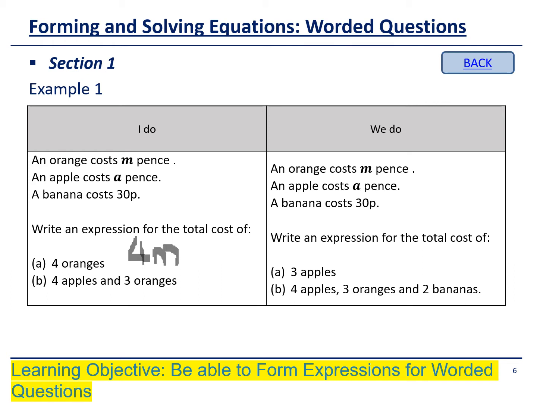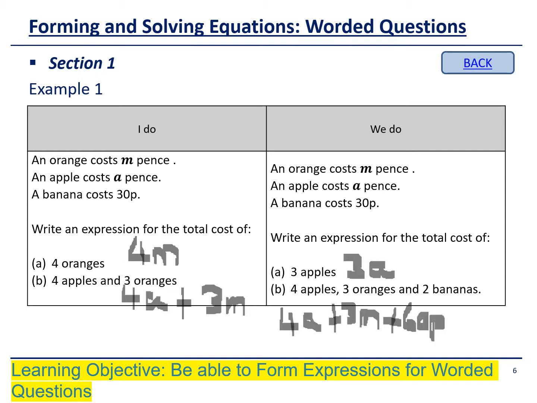And then write an expression for the total cost of 4 apples and 3 oranges. Okay, so apples cost a, so 4a plus 3 oranges, 3m. And that would be our expression for the total cost of 4 apples and 3 oranges. Okay, pause the video and have a go at the we do, please.